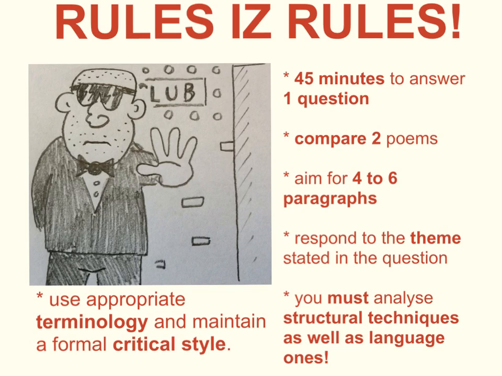You've got 45 minutes to answer one question, which, as I say, is pretty tight in terms of time. You've got to compare two poems, and you want to be aiming for about 4 to 6 paragraphs. The mark scheme says that the best responses will show a wide range of comparisons. Well, I reckon 6 paragraphs works out at about 3 comparisons, doesn't it? And you're looking at a theme that will be stated in the question.